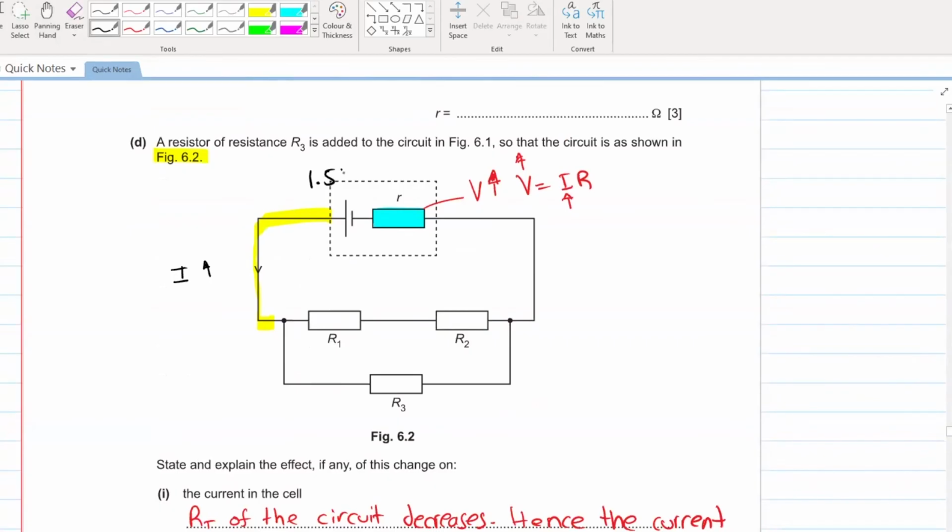Let's say we have a 1.5 volts battery. Initially, the outer circuit was having 1.35 volts and the inner circuit was having 0.15 volts. But as soon as you increase the current, the voltage on the inner side will increase. Let's say this becomes 0.25 volts. Then the voltage in the outer circuit decreases to keep the EMF of the cell constant.